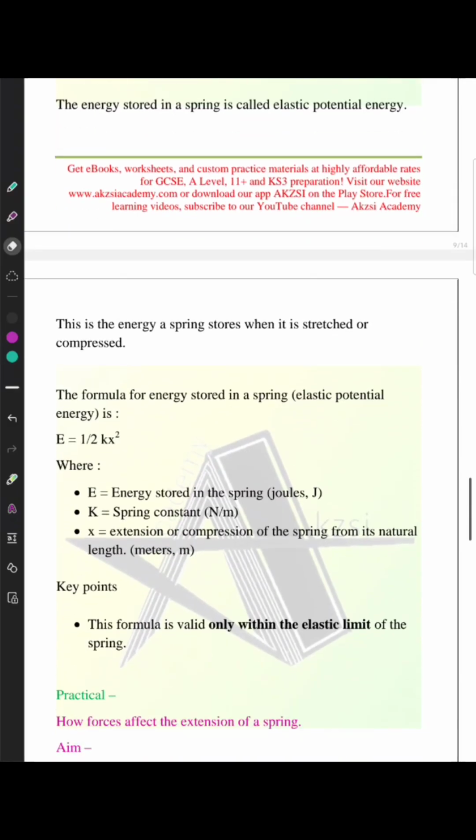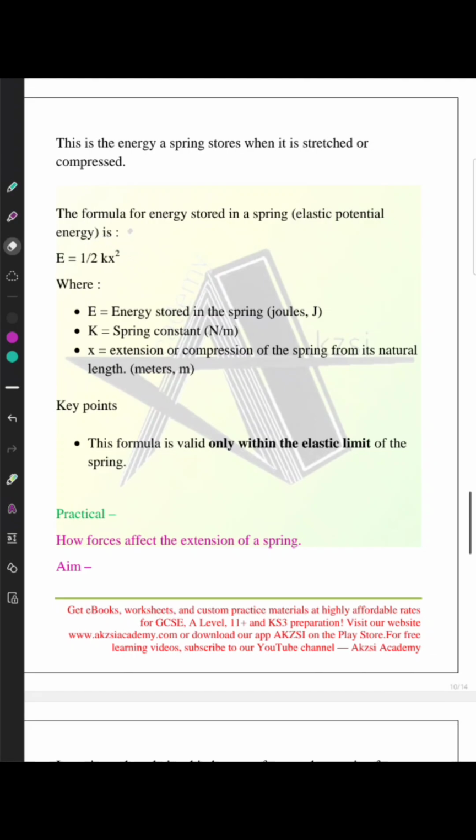It has its formula, which is this one: E equals half kx squared. K is the spring constant, which I already explained. The unit is Newton per meter. You can easily learn the unit of the spring constant from its formula, which is F over x. Force is in Newtons, extension is in meters, so k has a unit Newton per meter. X is extension measured in meters. E is elastic potential energy, and any type of energy is always measured in joules. So this is the formula.